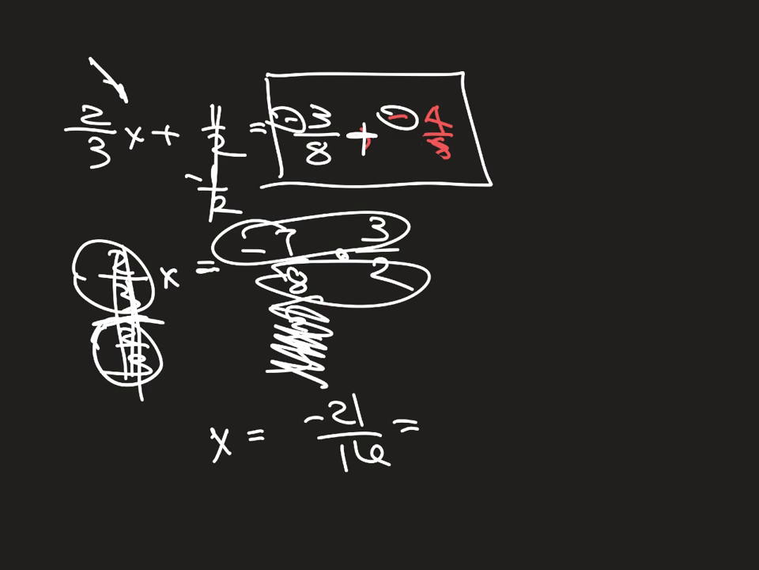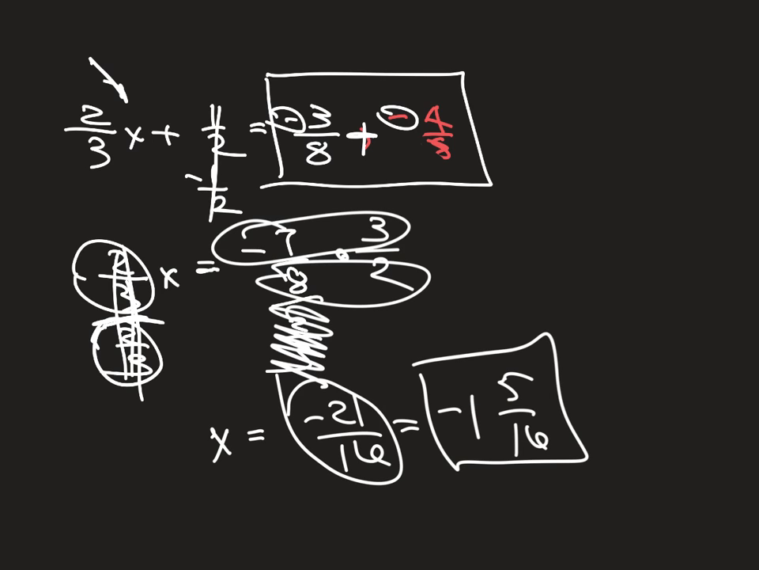Do not change it to 1 5/16. In algebra, very rarely do we use mixed numbers, which is what this is. We use what are called improper fractions, where the numerator, the top number, is bigger than the bottom number. So there we go.